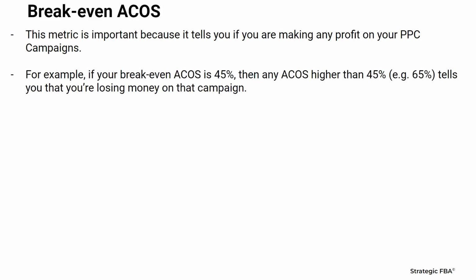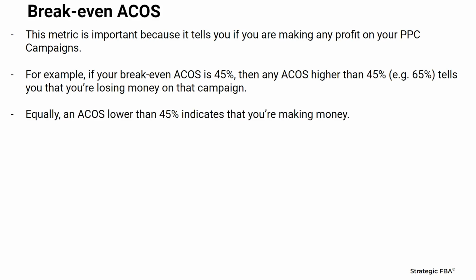For example, if your break-even ACOS is 45%, then any ACOS higher than 45%, say 65%, tells you that you're losing money on that campaign. Equally, an ACOS lower than 45% indicates that you're making money. You're turning a profit on that campaign. So if your ACOS is 35%, for example, you know that campaign is really profitable, and you might even look to scale that campaign and add more budget to it.